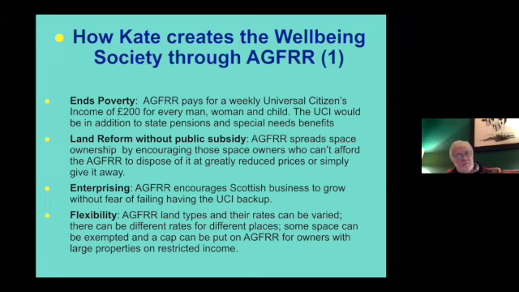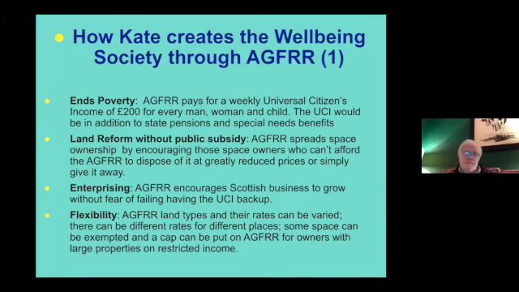Kate can end poverty with a universal citizen's income of £200 per week. Kate can end the concentration of land in the hands of very few, so everyone who wants to own a share can do so without subsidising the price from the public purse. With a UCI, Kate can ensure that those starting or developing a business have the comfort of knowing they have UCI to fall back on if their business takes time, or even if it doesn't take off at all.